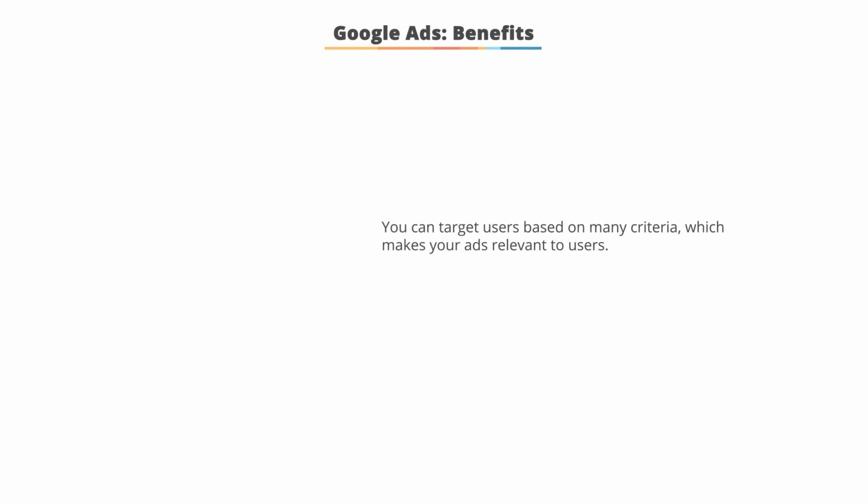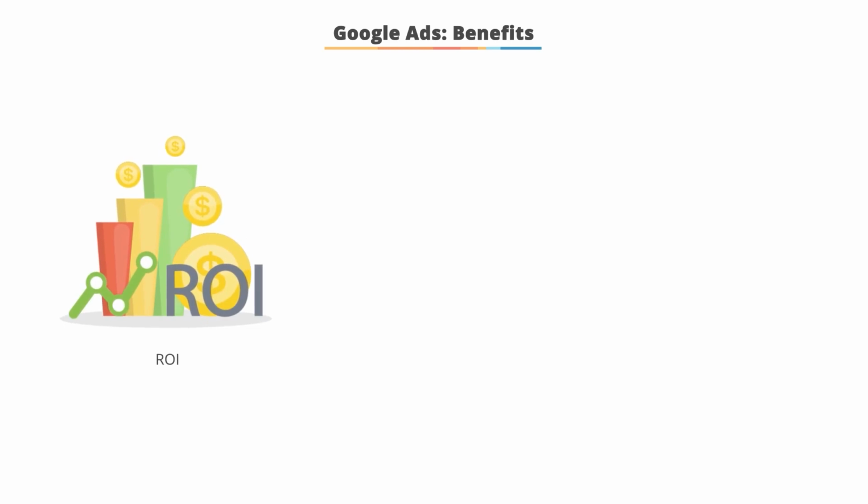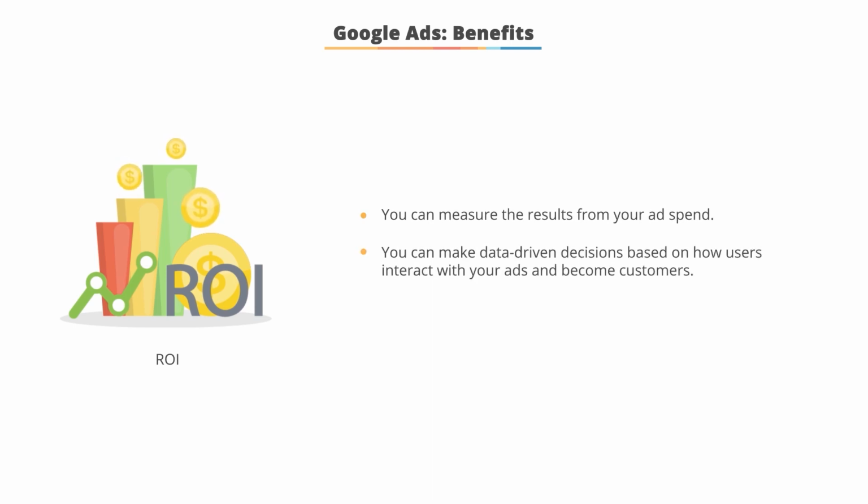Now finally, we have ROI, known as return on investment, as our third benefit. Return on ad spend, ROAS or ROI, lets us know how profitable a channel is. Now, as you can measure results from your ad spend, you can make data-driven decisions based upon how users interact with your ads and how they're becoming customers.